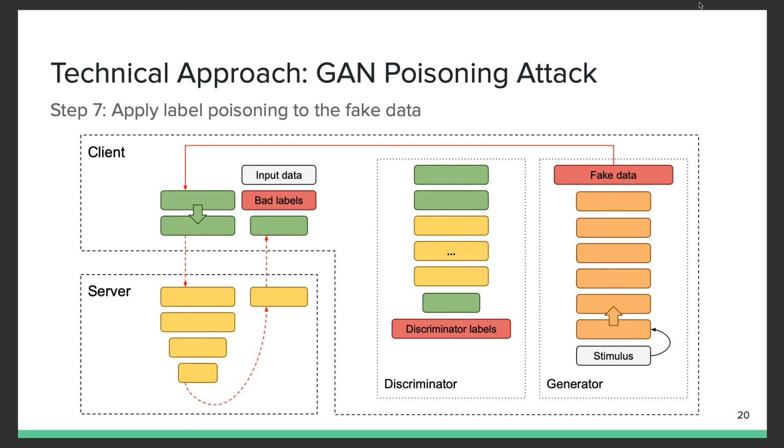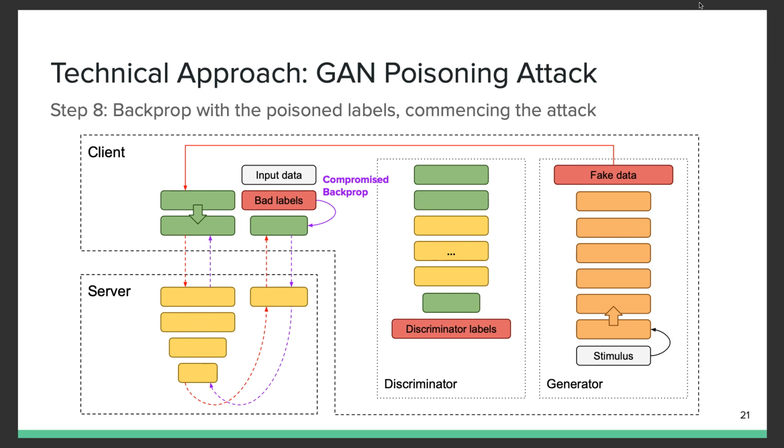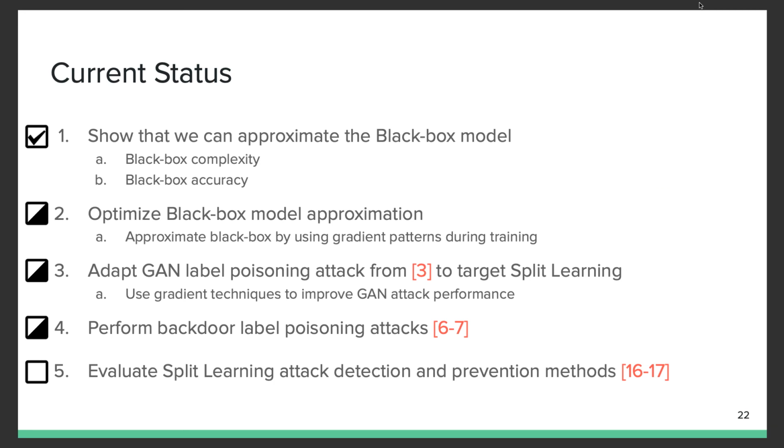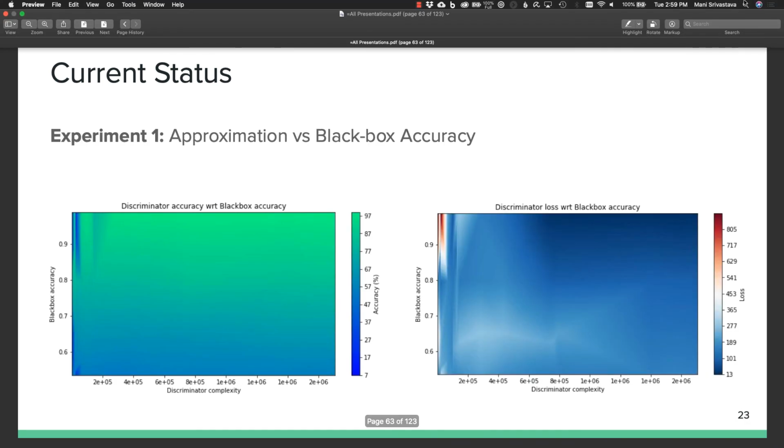Finally, to commence the attack, we generate fake data from a trained GAN. It goes through our system, and then we finally poison the labels and perform back propagation on these poisoned labels to affect some other client's data training. So our current status, we have shown that we can approximate the black box model. I'll show results for that next. We're in the process of performing experiments 2 through 4, and we will wrap up with experiment 5 once we finish those. So the results of our first experiment, which was to approximate the black box model.